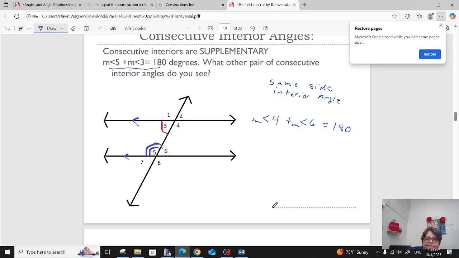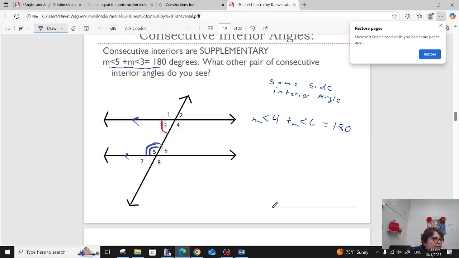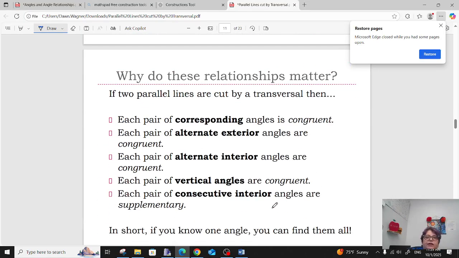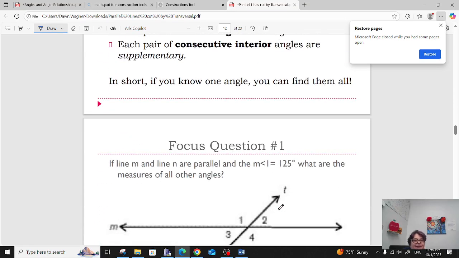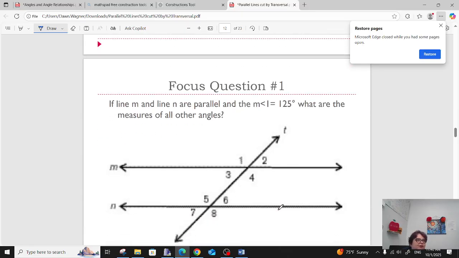Am I going too fast? No, okay. So, the relationships. Corresponding angles are congruent. Alternate exterior angles are congruent. Alternate interior angles are congruent. Vertical angles are congruent. Consecutive interior angles are supplementary. Don't say congruent. Very good. And what's great about that is if you know one angle, you can find them all.